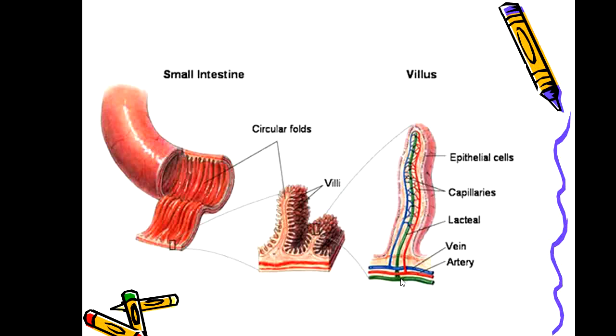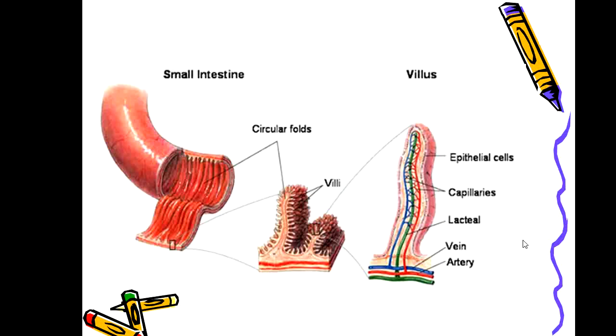Now, these capillaries further go on to make veins. After absorption of nutrients into the blood, it goes into the capillaries, from the capillaries into the veins, and these veins combine together, as I have told you, like the mesenteric vein. This mesenteric vein goes and combines to make a blood vessel called the hepatic portal vein.